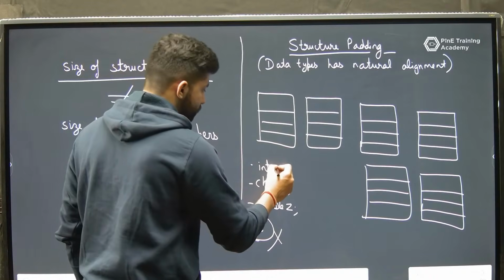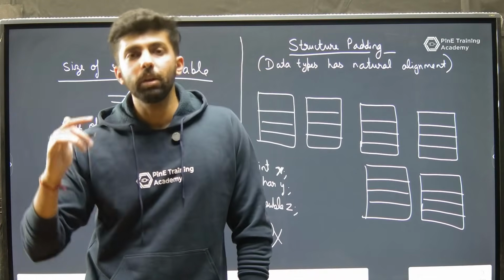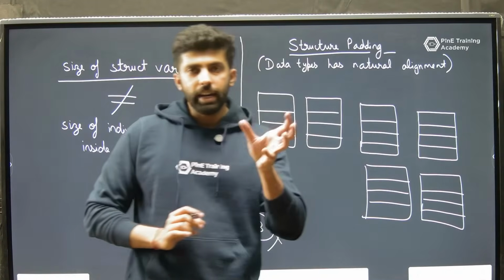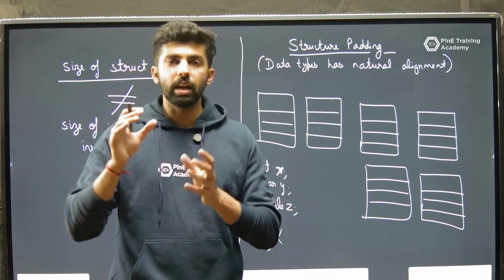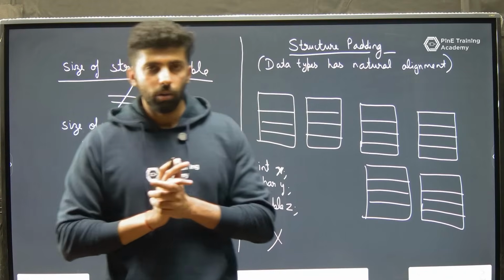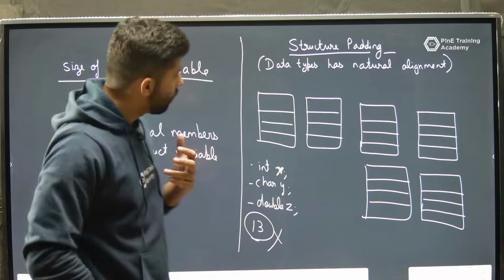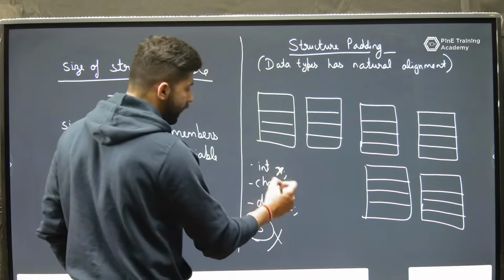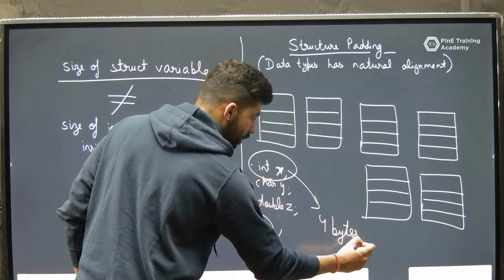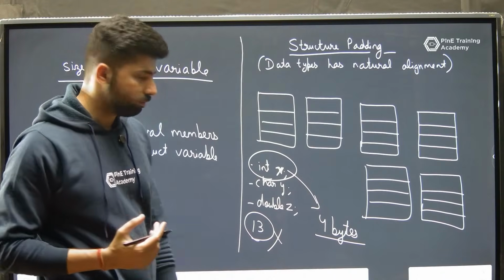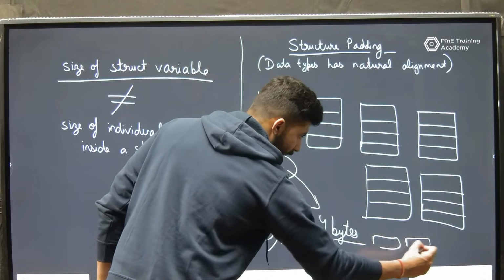So what happens is, when our computer reads data from the memory, it actually reads several bytes at a time. Why? Because suppose your integer is stored in 4 bytes. Your integer is stored in 4 bytes.